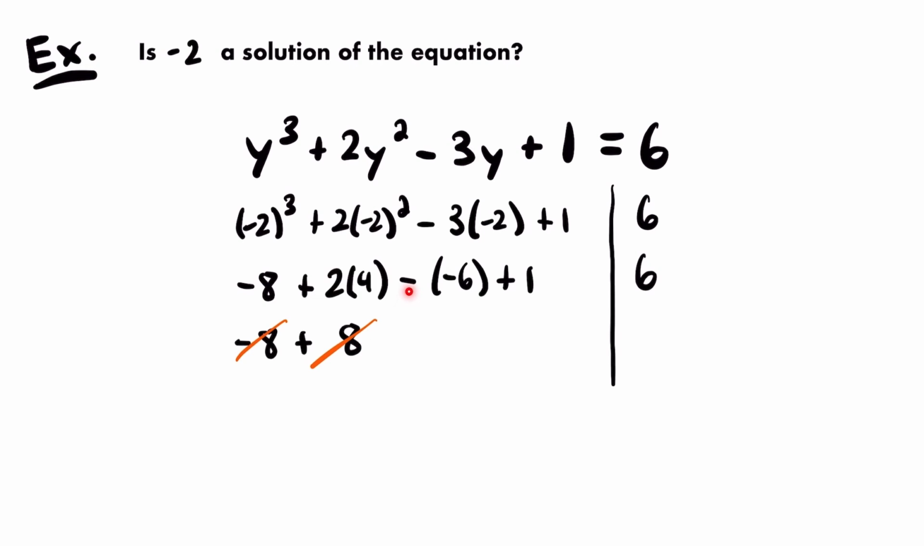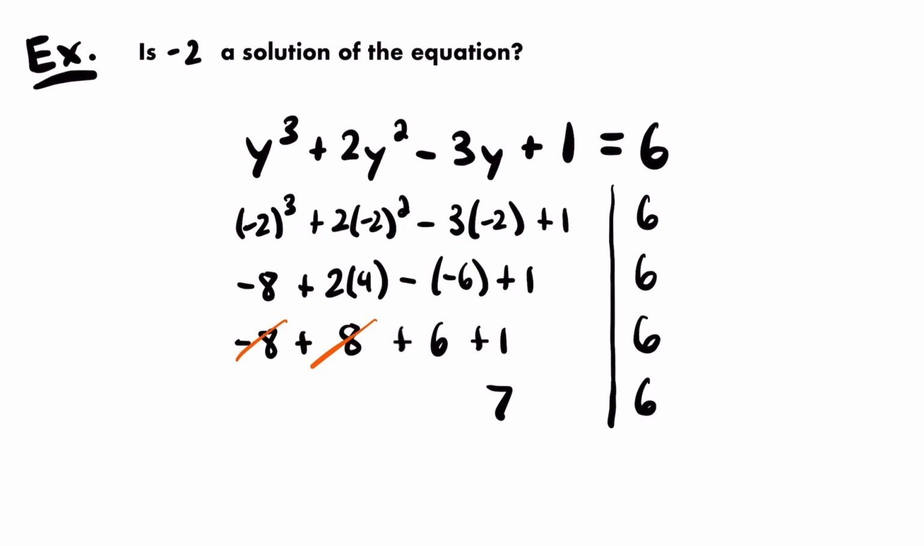And then we have negative 6. You can think of that as negative 1 times negative 6, which would be positive 6. So you have 6 plus 1, and on the other side we still have 6, which leads us to our final line here, where we'll have 6 plus 1, which is 7, and then 6 on the other side.